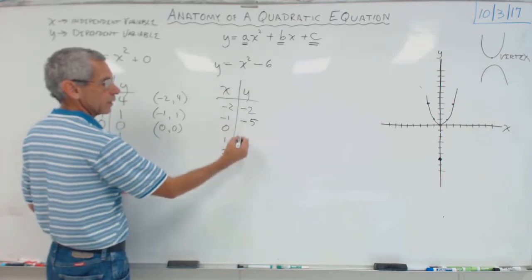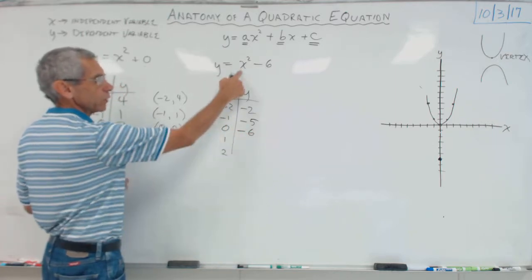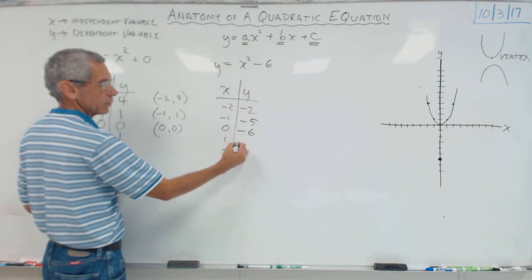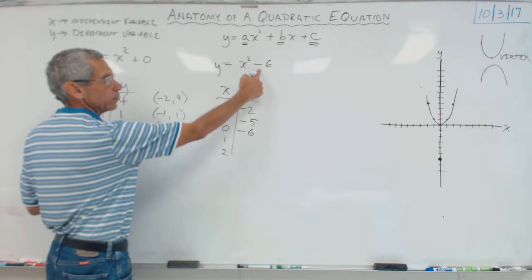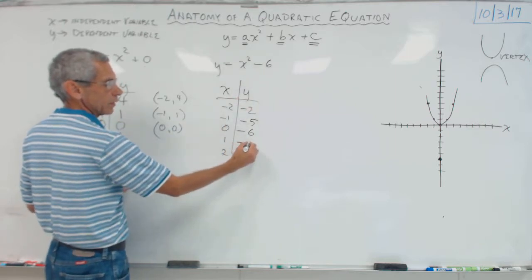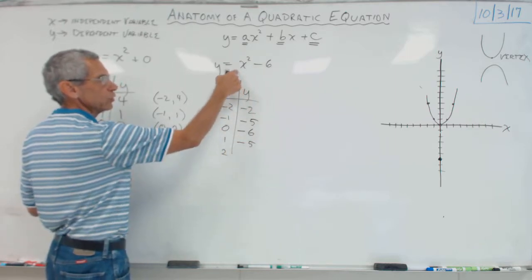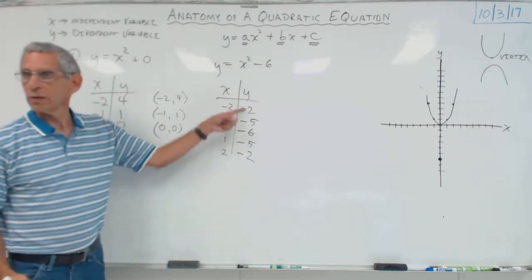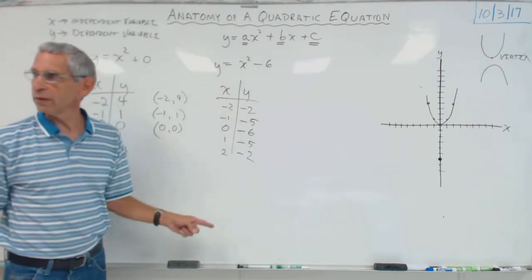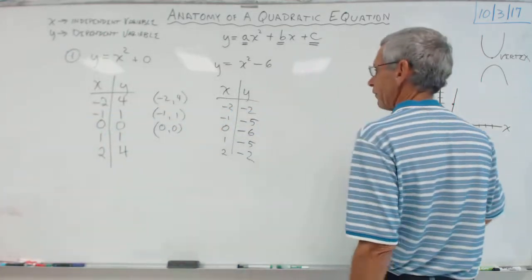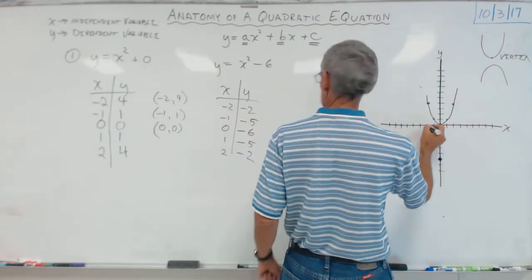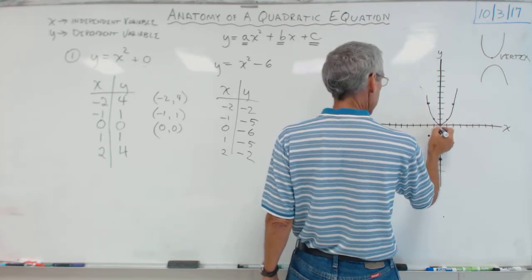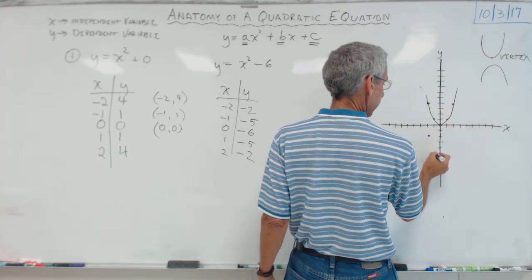0 minus 6, negative 6. When x is 1, 1 times 1, which is 1. Or negative 1 minus 6 is minus 5. When x is 2, 2 squared is 4. 4 minus 6 is negative 2. Notice the y's repeated themselves, right? Yeah. Okay, now let's graph it. So we got negative 2. Okay, negative 2. I understand this really well. All right. Negative 1, negative 5.